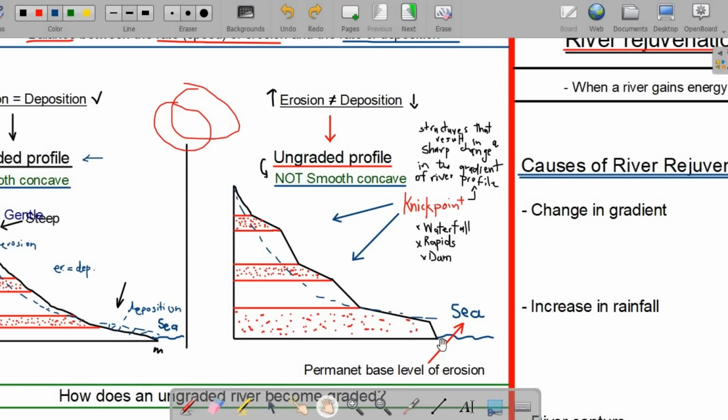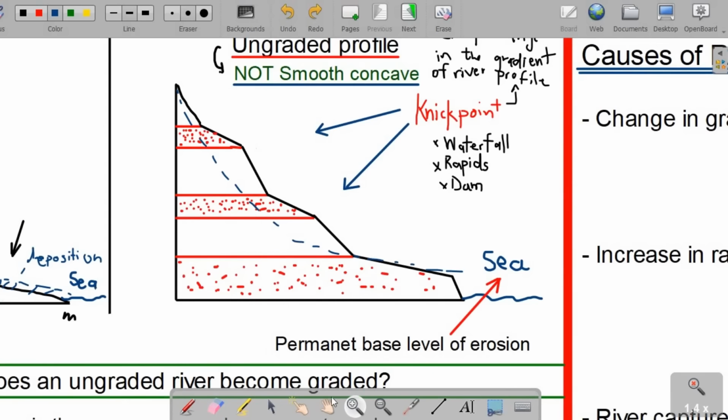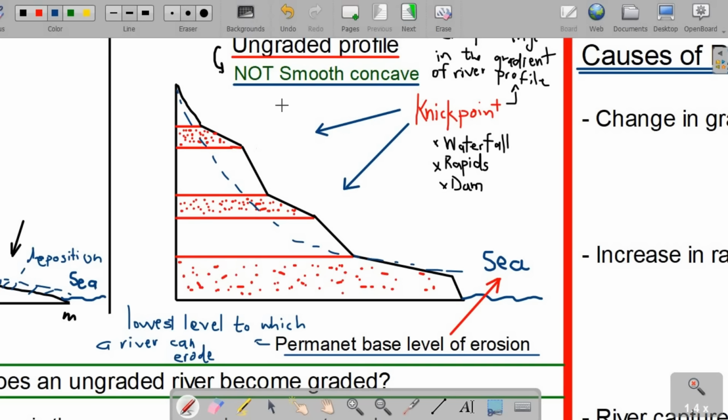Now we know that a river empties out into the sea. Now the sea, we say that it is a permanent base level of erosion. This is the lowest level to which a river can erode. So you can erode on many levels, you can erode in terms of height, right? But the lowest level to which a river can erode has to be the sea, right? So the sea is the only permanent base level of erosion, guys. If they ask you to name a permanent base level of erosion, that's always going to be the sea, because that's the lowest level that you can erode.